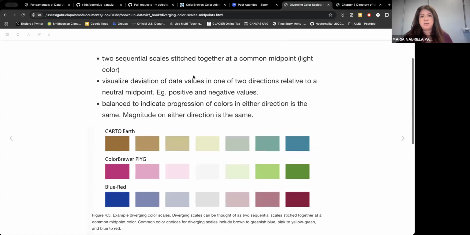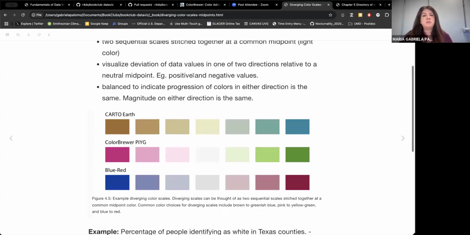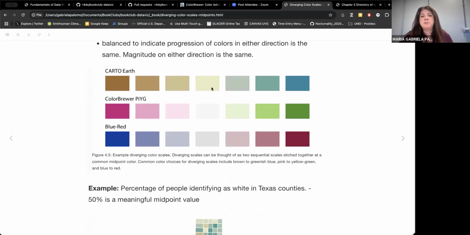This is used to visualize deviation of data values in one of two directions relative to a neutral midpoint, like when you see positive and negative values and the center would be 0. It also has to be balanced to indicate progression of colors in either direction. So the magnitude in either direction has to be the same. In these examples, you can see that the midpoint is super, super light, and then it starts to increase in darkness all the way up to one side versus the other.